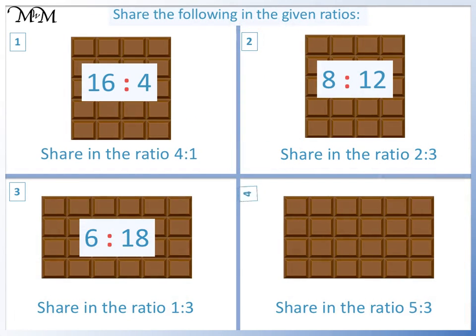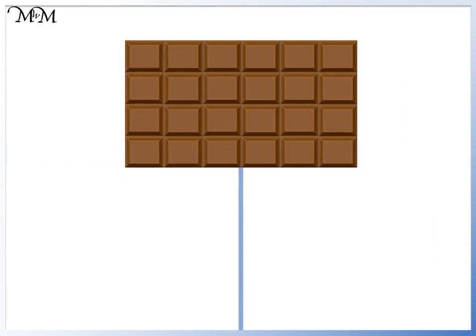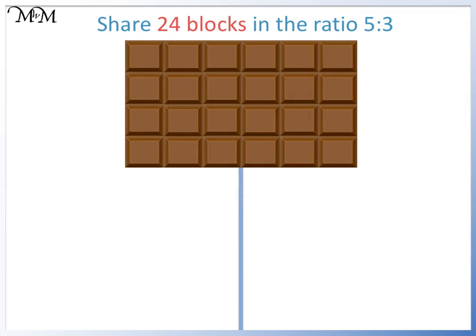Question 4. Again, we have a 4 by 6 bar of chocolate. Share 24 blocks in the ratio 5 to 3. For every 5 parts that we place on the left, we place 3 parts on the right.